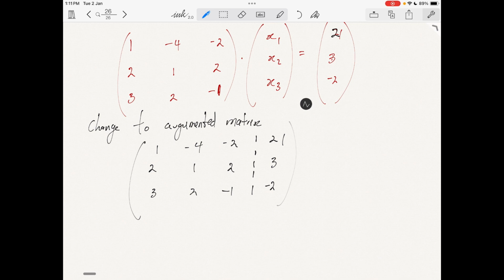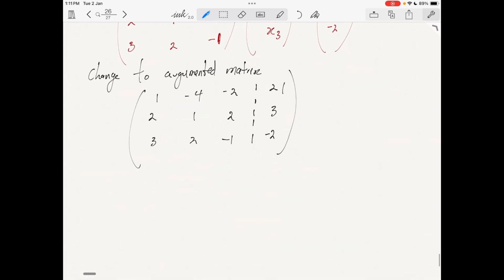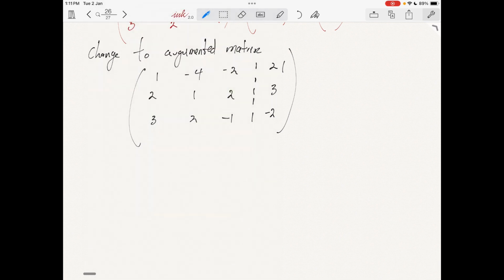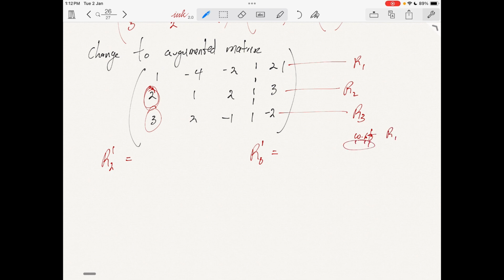Now, having done that, we want to eliminate these two terms, turn them into 0. And like we have done earlier, we know that this is row 1, this is row 2, and this is row 3. Now, we are going to change row 2 to row 2 prime, and we're going to change row 3 to row 3 prime. To turn this into 0, we're going to work with respect to row 1.